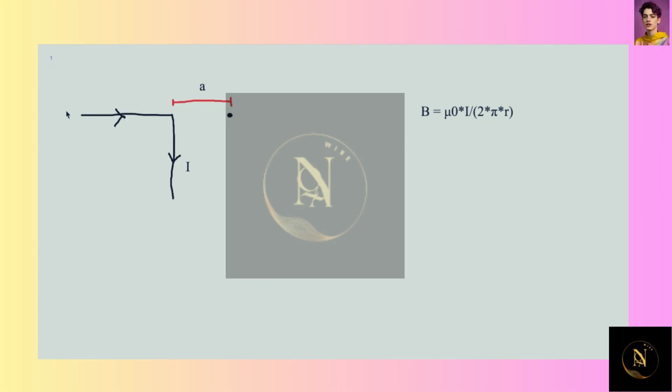Thinking about this horizontal line up top, the current here is exactly parallel to the vector that would point towards the point P. So this horizontal line actually isn't going to contribute anything to the magnetic field at point P, so we can totally ignore this part of it.